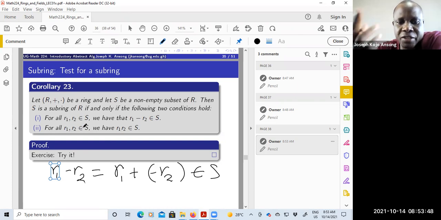And then the converse is why you have to do a little work. You suppose that this is true and that is true, and then from here, show that S is a subring.